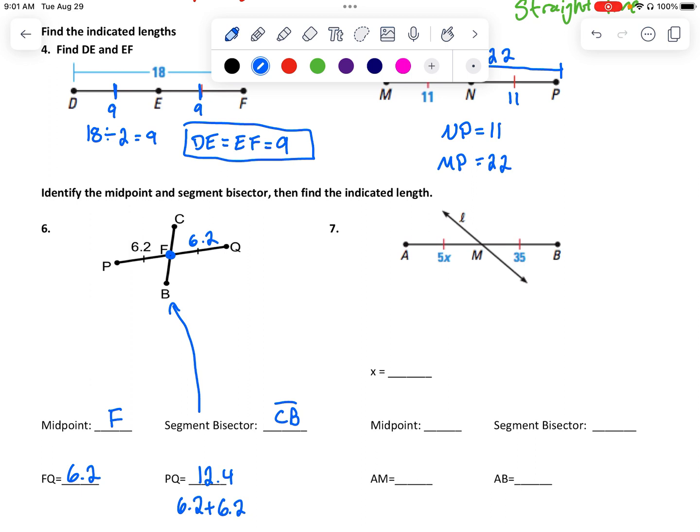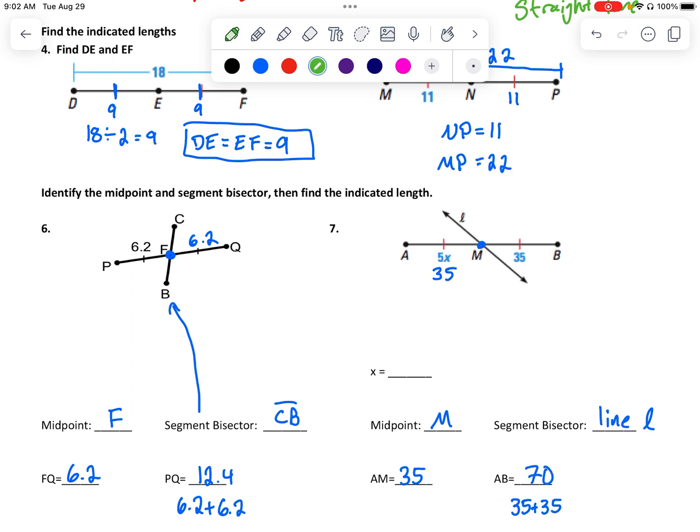All right, the next one, you can see that M is in the middle. So M is our midpoint. And the bisector, ooh, this time they just gave us a little letter. So the way we name that is we say line L. And then AM, well, they told us that these are congruent. So AM has to also be 35. And AB would be 35 plus 35, which is 70.